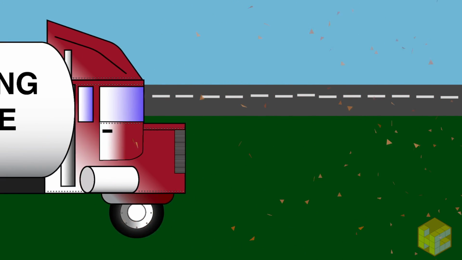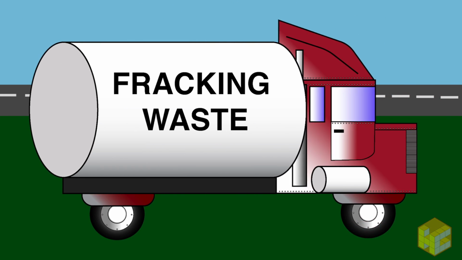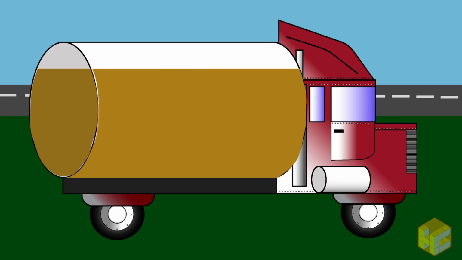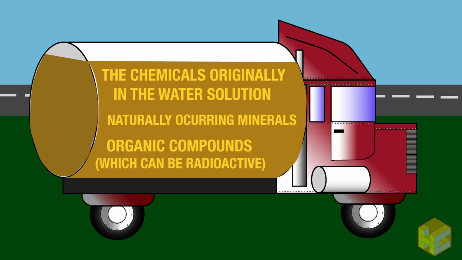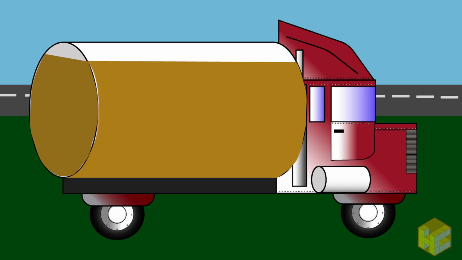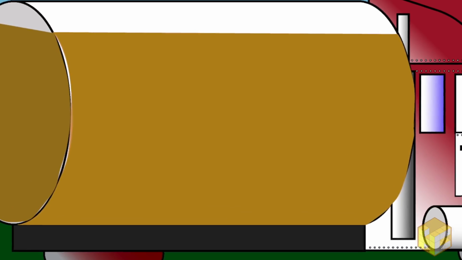The water that was originally pumped down into the hole then flows back up and must be disposed of. This water contains the chemicals originally in the water solution, as well as naturally occurring minerals and organic compounds which can be radioactive. In order to talk about the environmental and health risks associated with fracking, we need to talk a bit about the disposal of fracking waste, referred to as flowback.